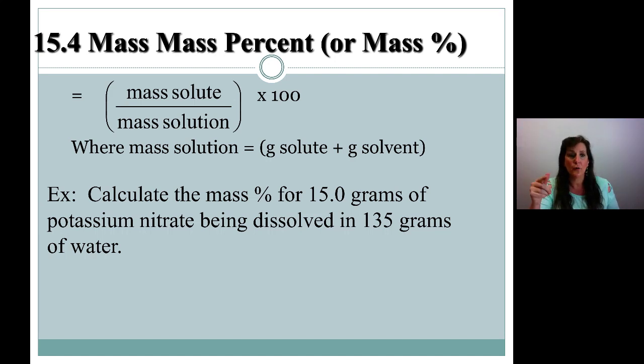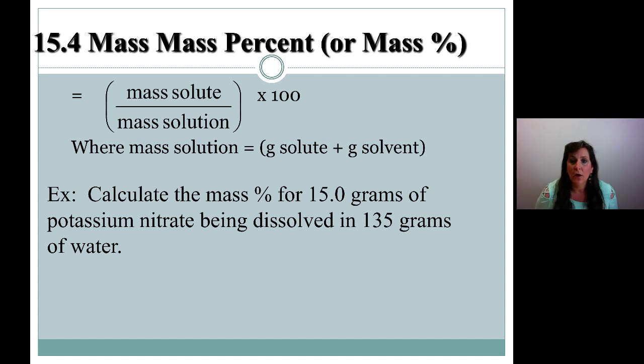But you have to remember the mass of the solution is the grams of solute plus the grams of solvent, because the solution is the solute plus the solvent. That's something you have to remember. You have to remember to add the solute plus the solvent together to get the solution. So let's try an example.